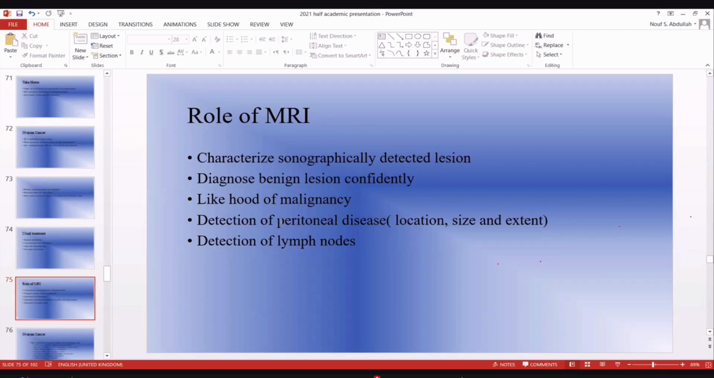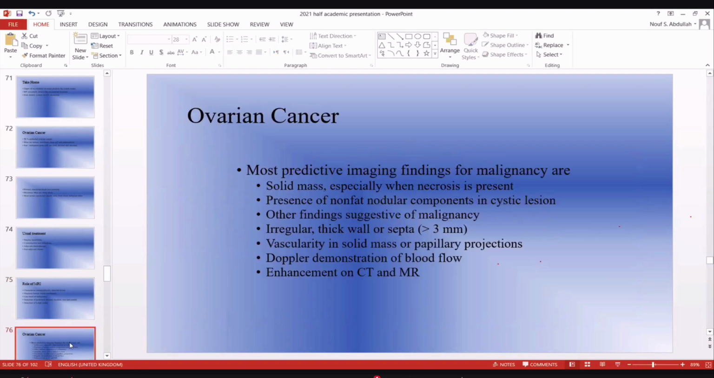Peritoneal disease is best assessed by CT scan. However, MRI is extremely accurate using diffusion weighted sequences to look for tiny peritoneal disease. Detection of lymph nodes is best done by CT scan. MRI can be used as well for that.